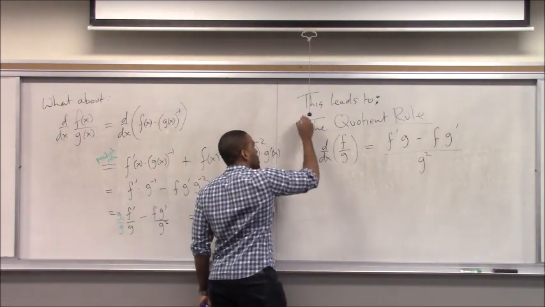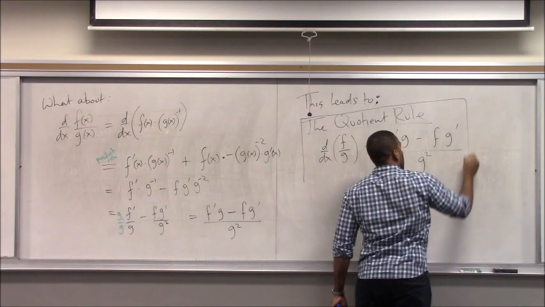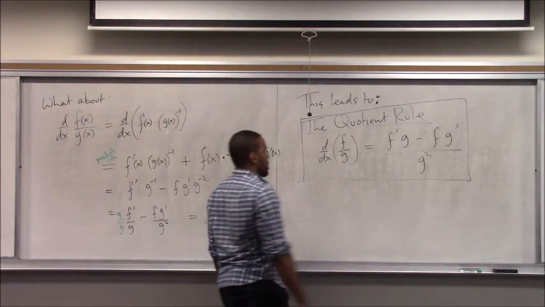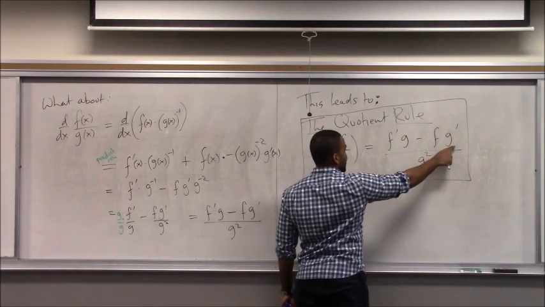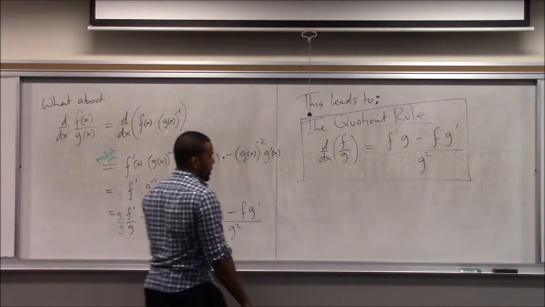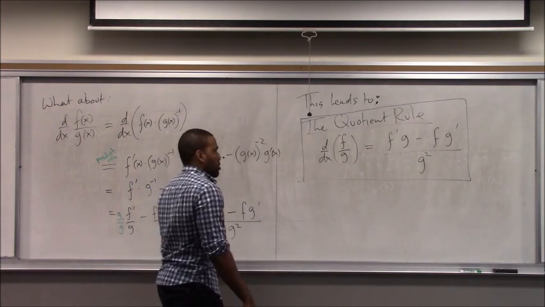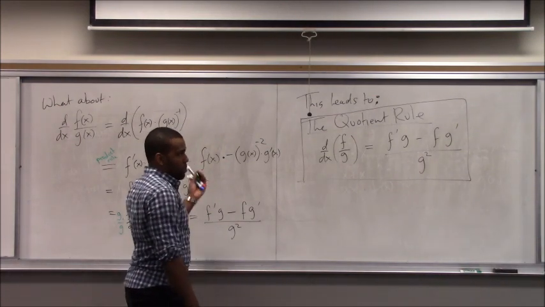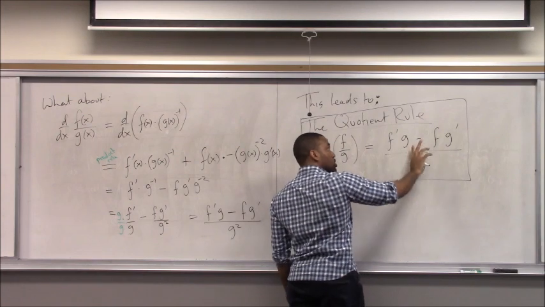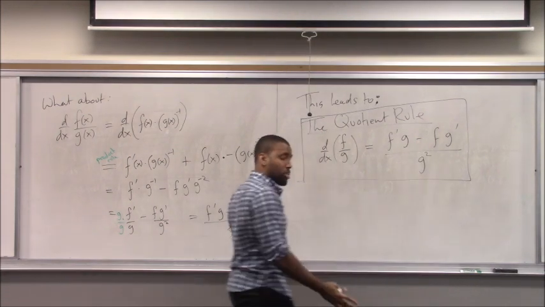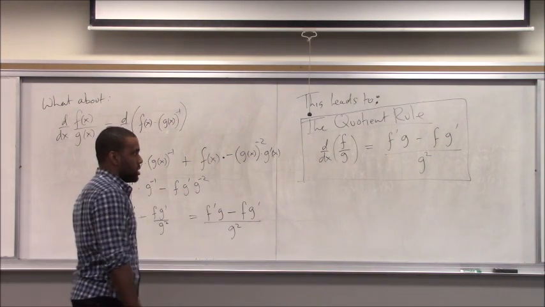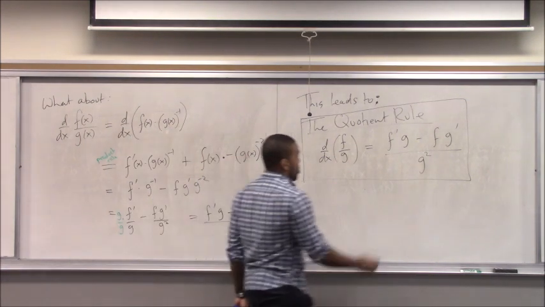And there are many mnemonics for remembering this. Some of you might know some already. Some people talk about low d high minus high d low over low squared, where this is the high function and that's the low function. That's how I learned. So you could have learned it that way and it's fine. However you remember it, make sure you remember it in the right order, because this one has a minus sign in it, so the order in which you do things actually matters. The product rule doesn't, because you're multiplying things and then adding them together. You can do any of those in either order. The quotient rule though, the order does matter.